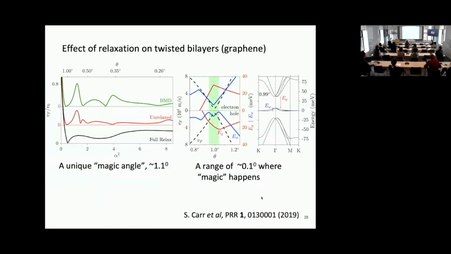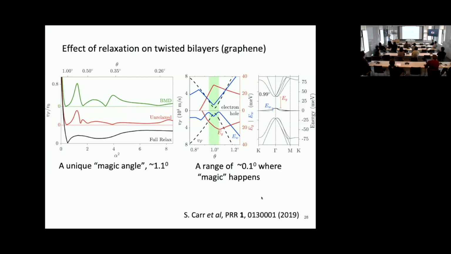And again, coming back now to compare with the predictions of the simple qualitative model, this is the Bistritzer-MacDonald model. Again, this is the curve that I showed you earlier with multiple zeros here, multiple magic angles. Here is our calculation without relaxation. Of course, we can take the atoms and just freeze them in the positions without relaxation and do the calculation. And it looks quite similar. Here's our result with full relaxation. Indeed, you get these flat bands with zero Fermi velocity. This is the unique magic angle at 1.1 degrees approximately, but there's no other magic angle.